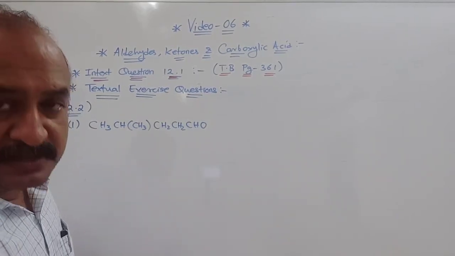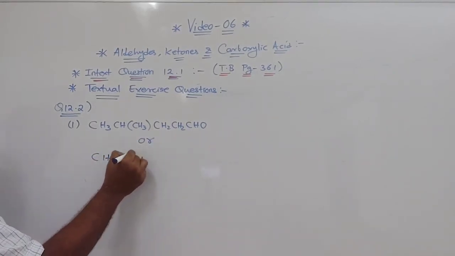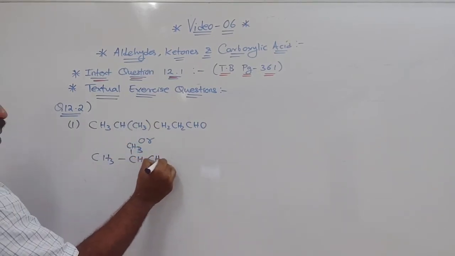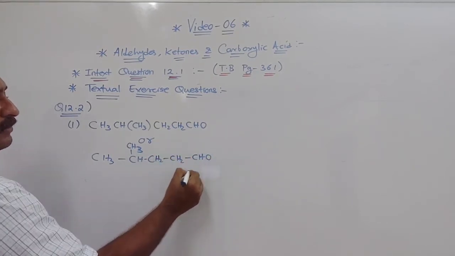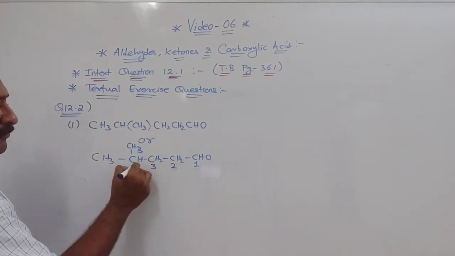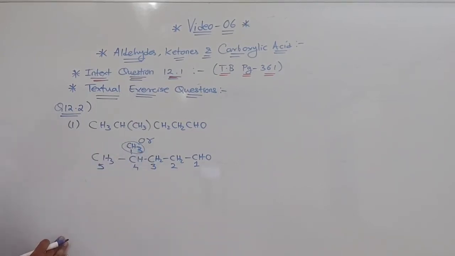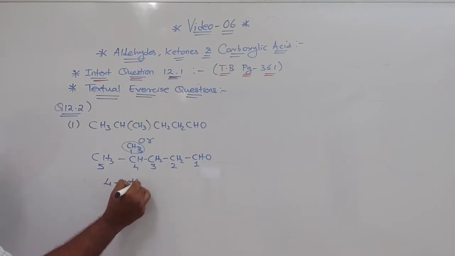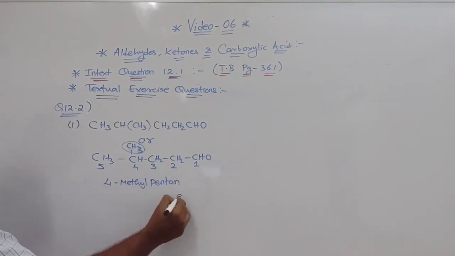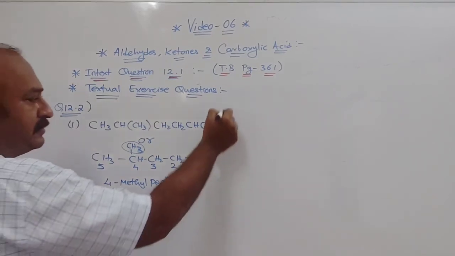So the first one, this is the structure, but it has to be written in a different way. That is CH3, CH, and here CH3 written in brackets, then CH2, and CHO. Whenever we name it, always remember the aldehyde carbon must get number 1. So 1, 2, 3, 4 and 5. At the fourth position, this is your methyl group. So the name will be 4-methylpentanal. Why pentane? Because 5 carbons are there. From pentane, the e is eliminated and al is added. So 4-methylpentanal is the name for this given structure.